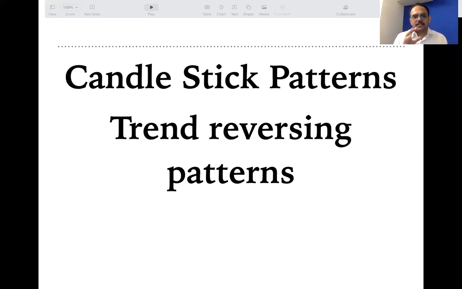What candlestick tells us. Now, what is a reversal pattern? Looks heavy, right? The word seems very, very heavy. Acha, reversal pattern, U-turn, something like that.